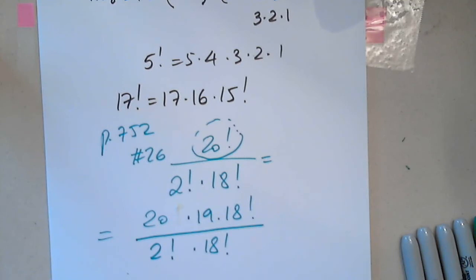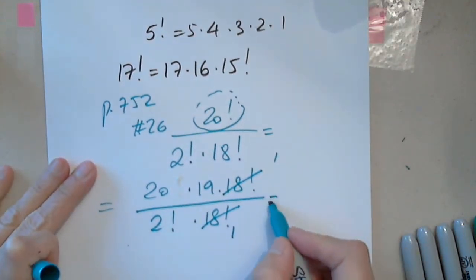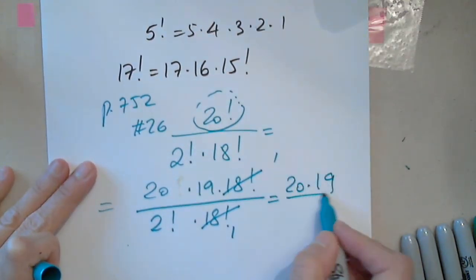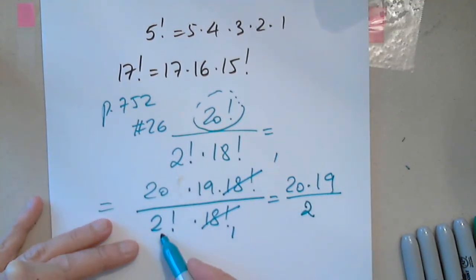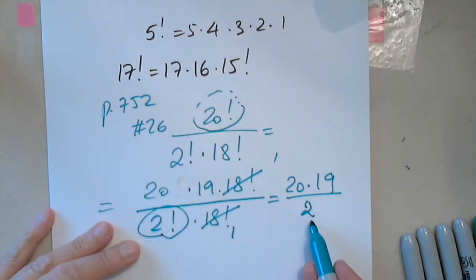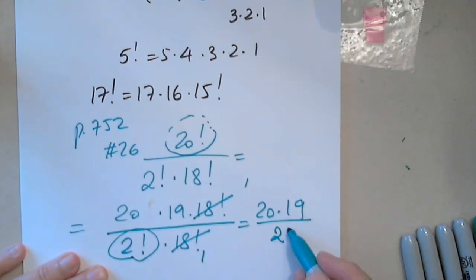Good. So what do you think I'm going to do next? Cancel out. Right. Exactly. So the numerator is only 20 times 19. And the denominator 2 factorial is 2 times 1. So I can replace 2 factorial by 2. And then, of course, I'll simplify. And I get 190.